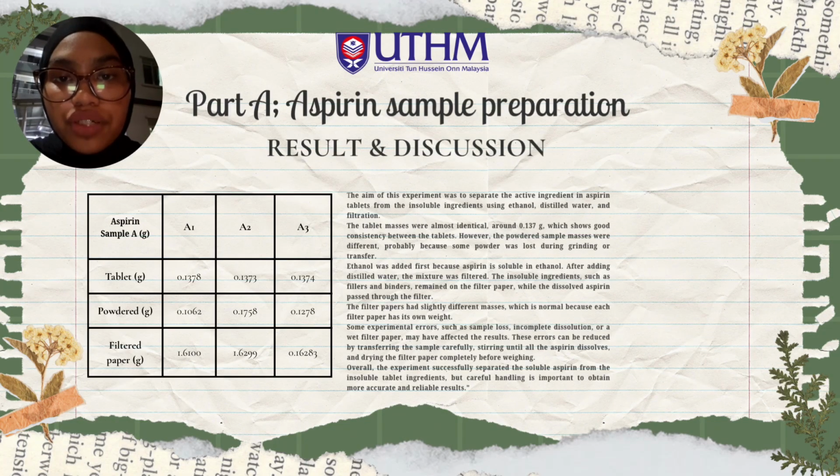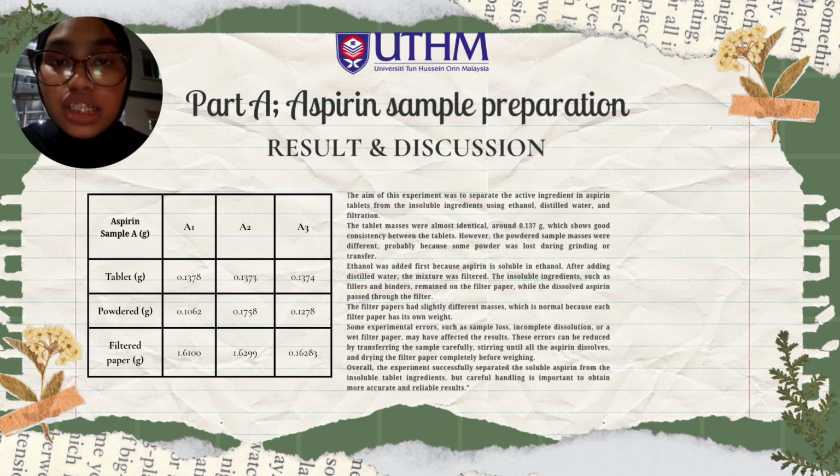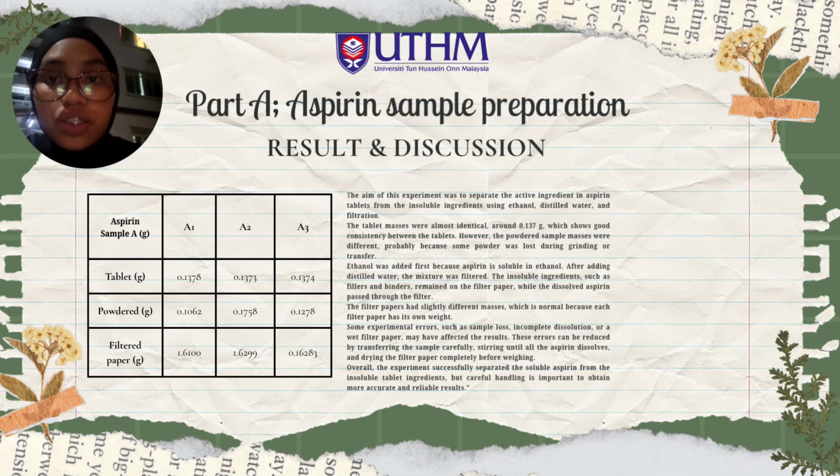For Part A, aspirin sample preparation, I'll be talking about the result and discussion. As the result, you can see the table below. The discussion is that this experiment aims to separate the active ingredient of the aspirin tablet from insoluble ingredients using ethanol, distilled water, and filtration. The tablet masses were almost identical, around 0.137 gram, which shows good consistency between the tablets. However, powdered sample masses were different, probably because some powder was lost during grinding or transfer.